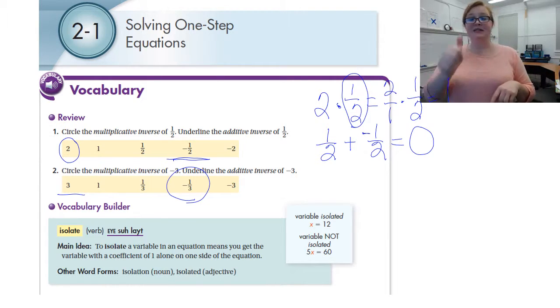When the variable is not isolated, do you see the 5 and the x together? That means the coefficient of x is 5. You want the coefficient of x to be equal to 1.